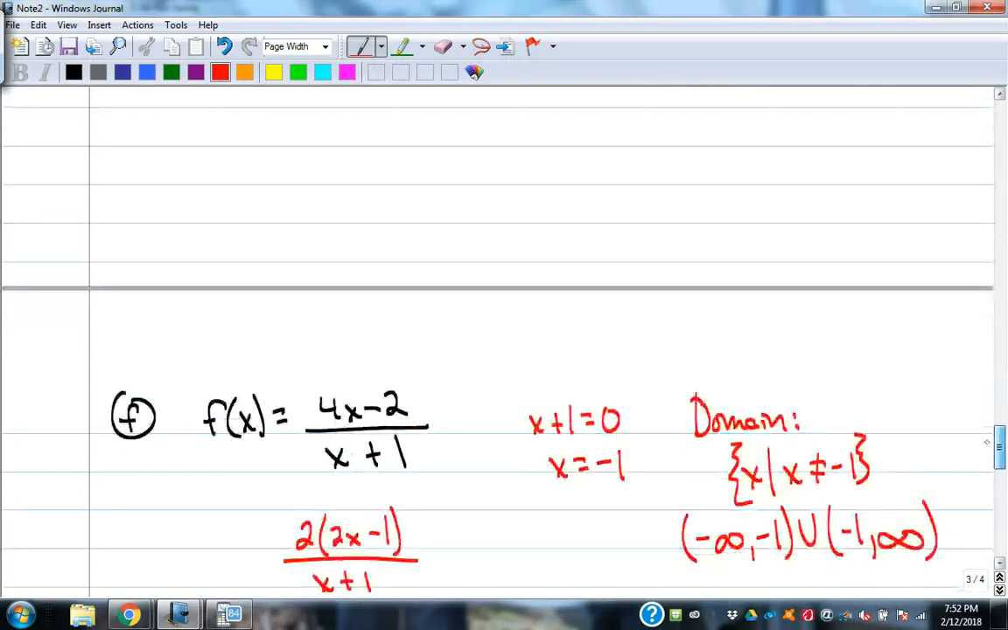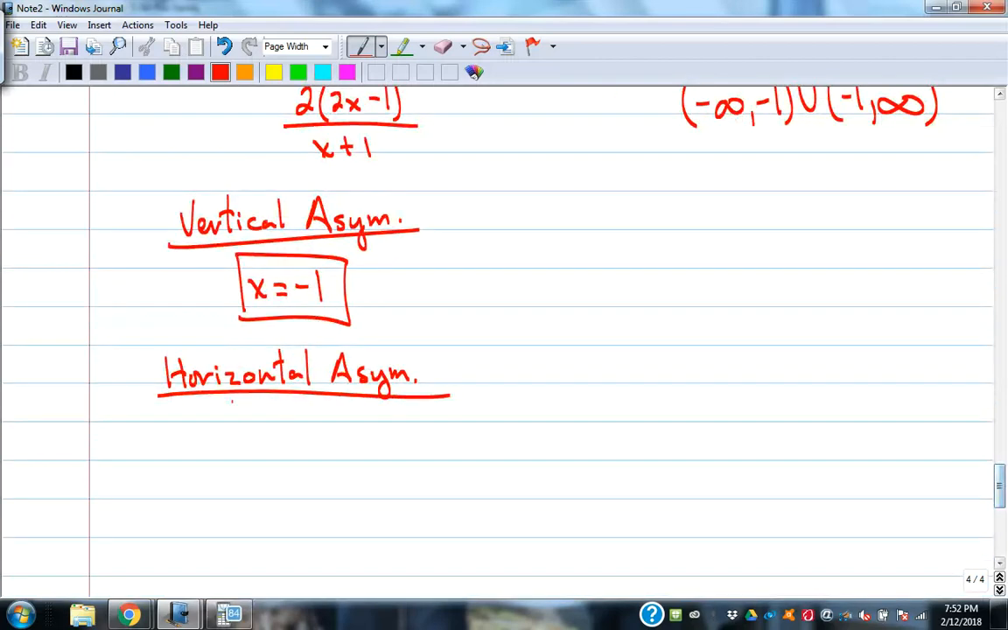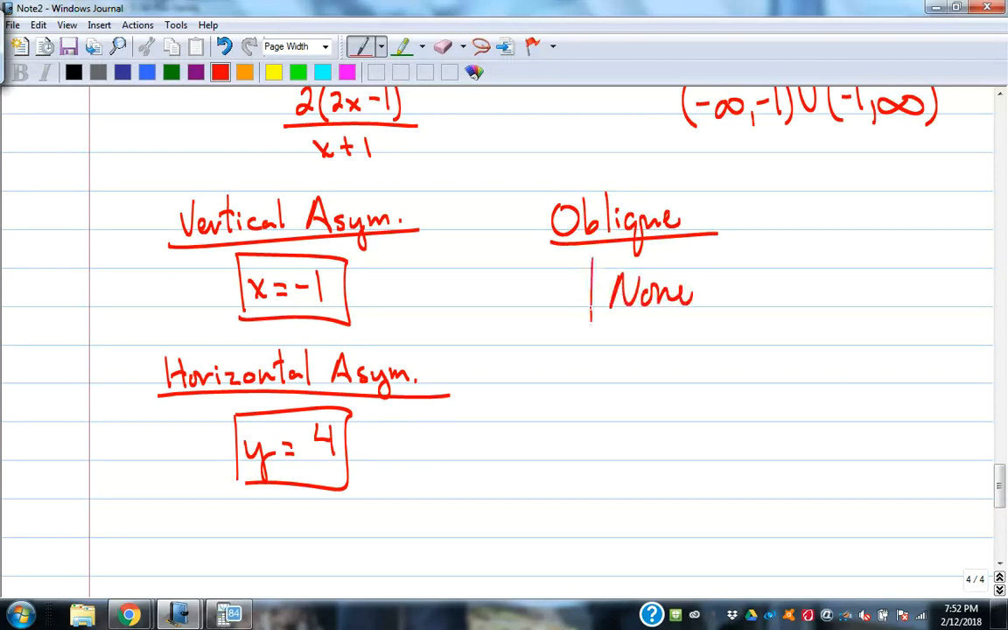So let's go back to our problem. What are the leading coefficients in the original problem? 4, and what's in front of this x here? 1. So the horizontal asymptote is at y equals 4. 4 divided by 1. Which means the oblique is what? Going to be none. Because remember, you cannot have horizontal asymptotes and oblique asymptotes at the same time.